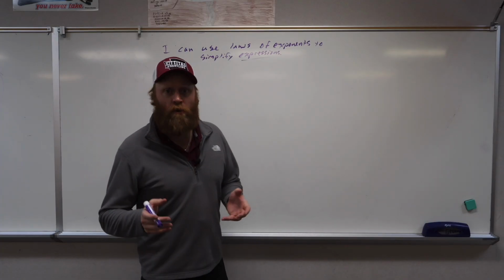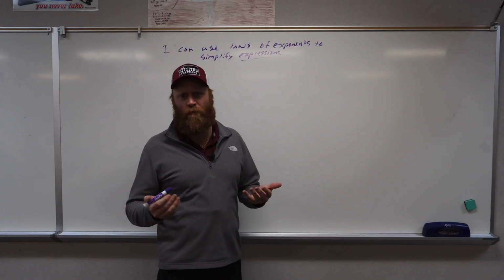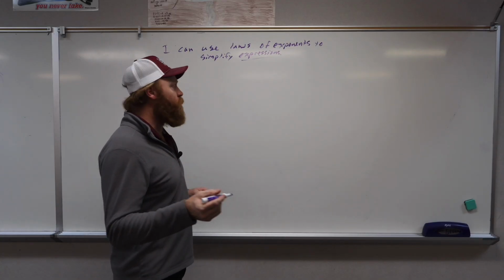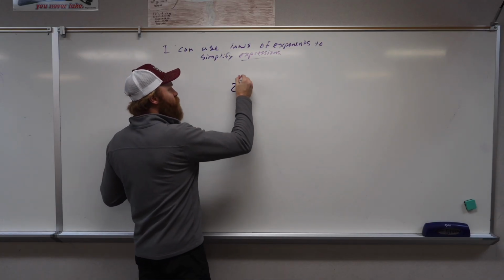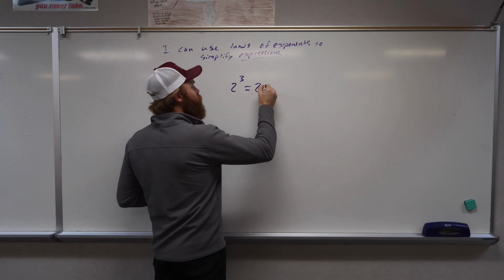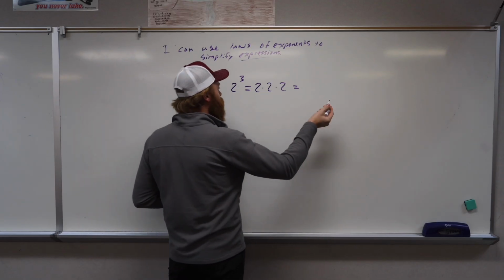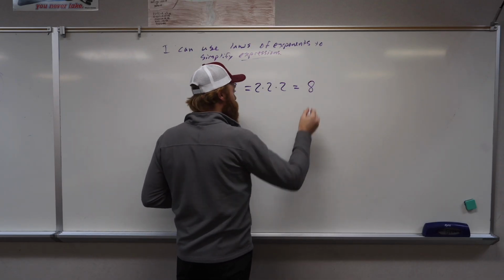then go from there. So first thing I like to do with students is to build up the concept of what's happening with the exponents. The way that we do that is something like this. 2 to the third power, what does that mean? 2 times 2 times 2. And then what does that equal? 2 times 2 is 4, times 2 is 8.